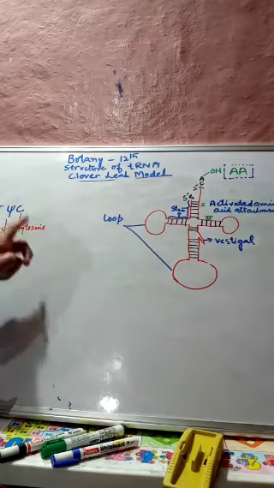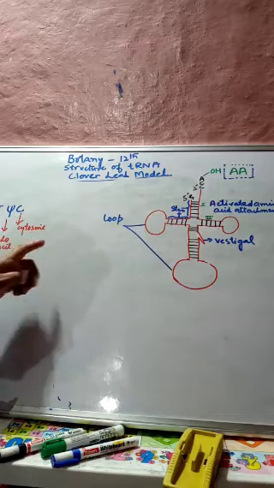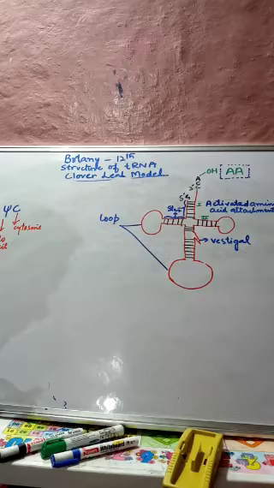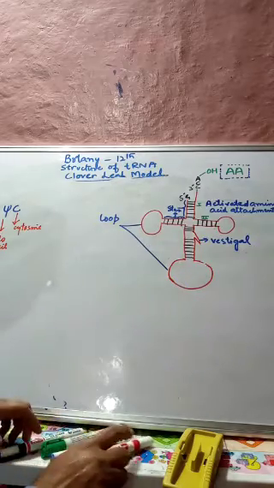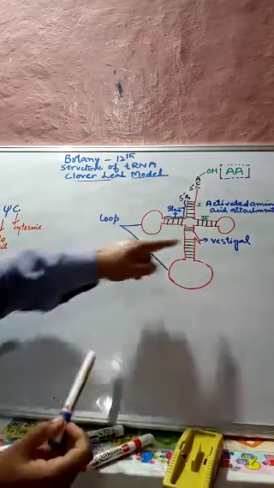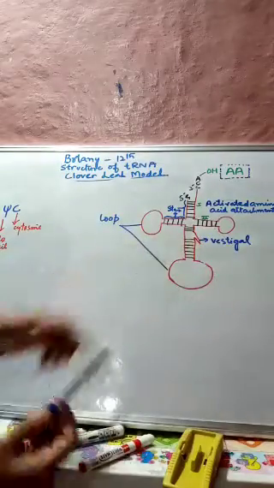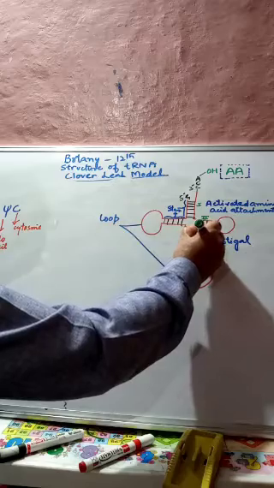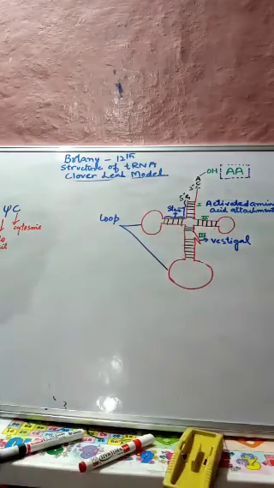Cytosine is this. Now we have got the third arm. This third arm is this. It is the variable arm. This is the third arm. It is the variable arm, also called the vestigial arm.